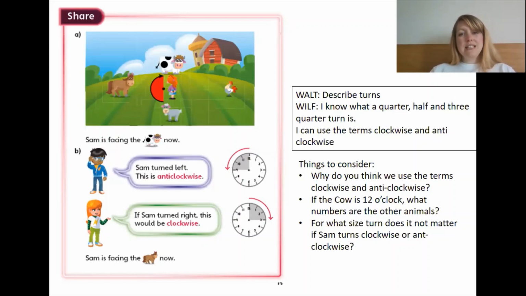Now the things for you to consider are, why do you think we use the terms clockwise and anti-clockwise? If the cow is 12 o'clock, what numbers are the other animals? And for what size turn does it not matter if Sam turns clockwise or anti-clockwise? Pause the video now and consider these questions.